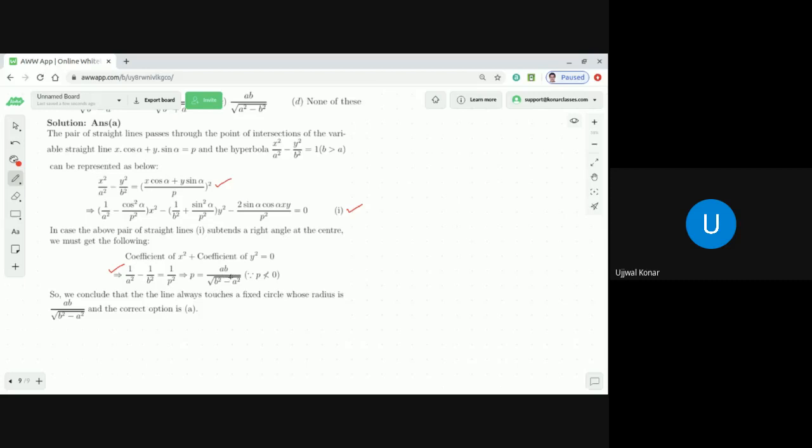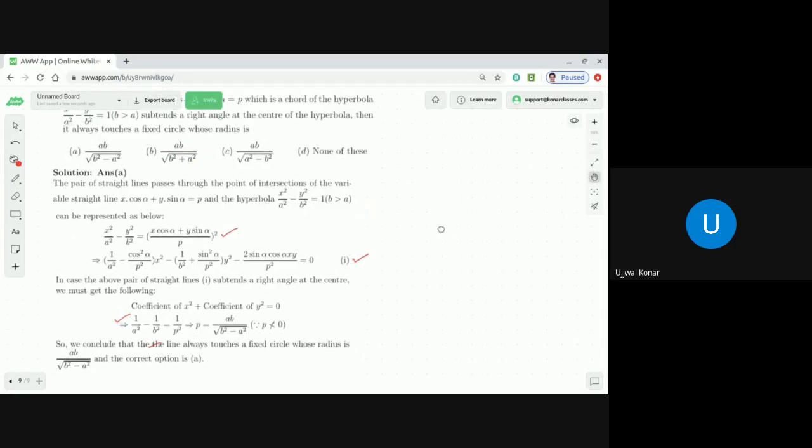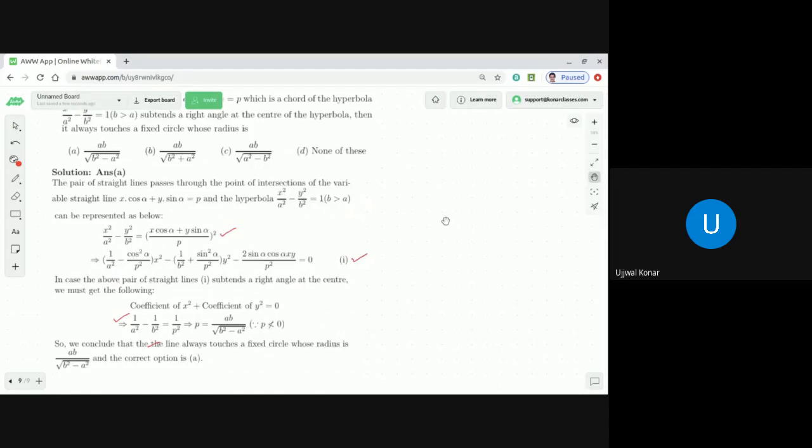So we conclude that the line always touches a fixed circle whose radius is ab by square root of b square minus a square. Hence, we get the correct option as A.